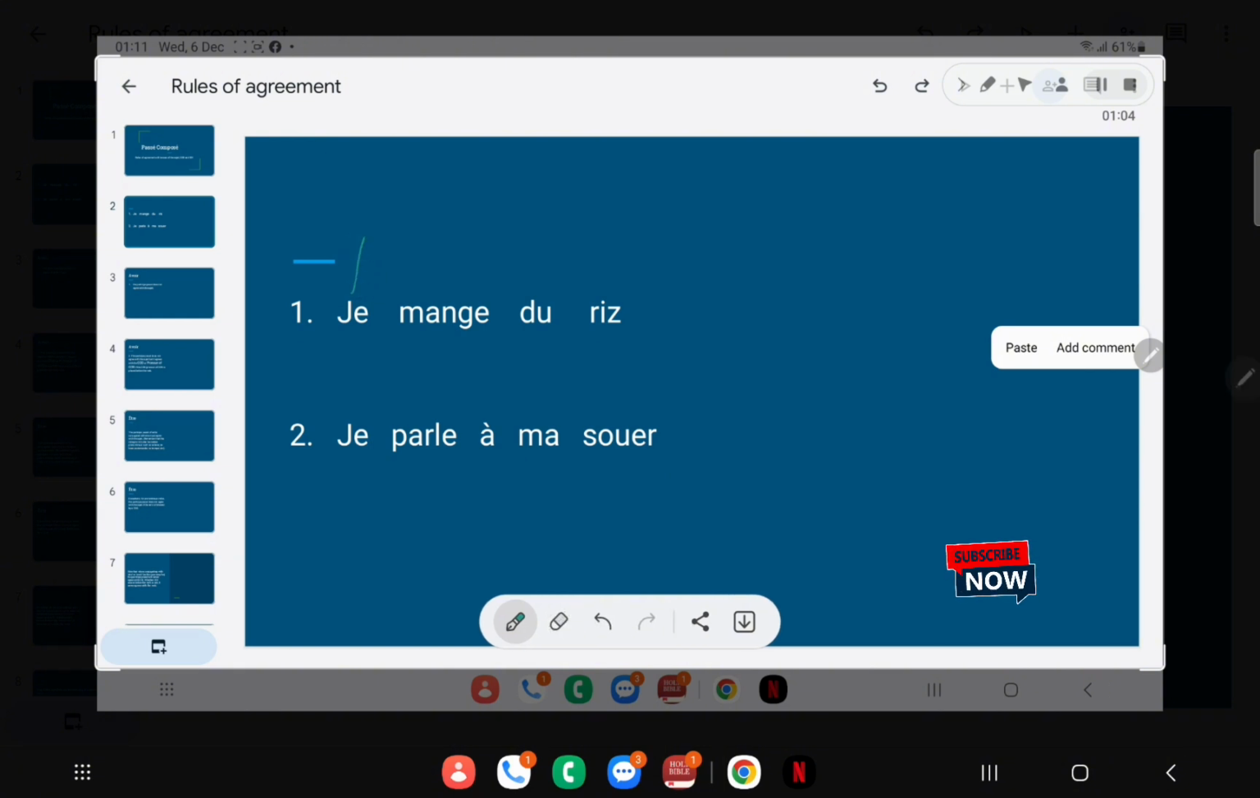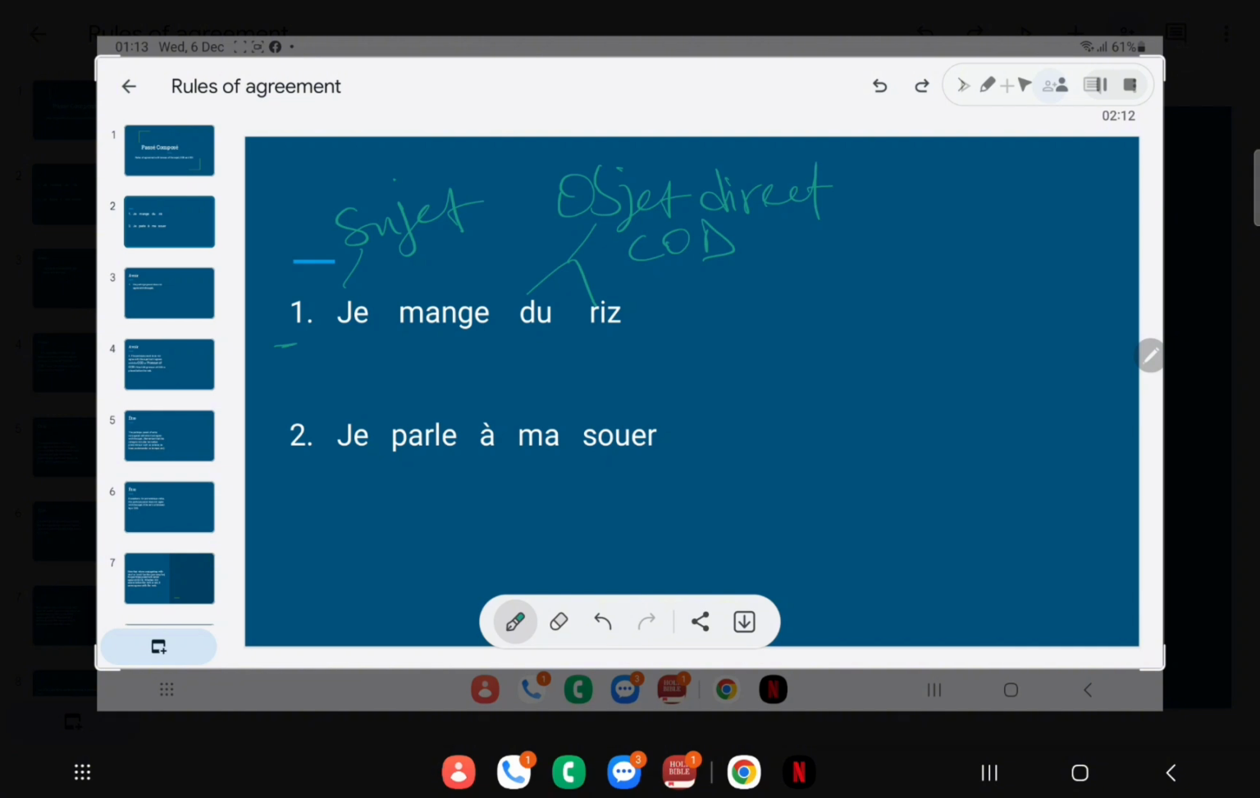So, je, we have the subject or sujet. By sujet, I mean the person carrying out the verb in the sentence. We also have the direct object, du riz.